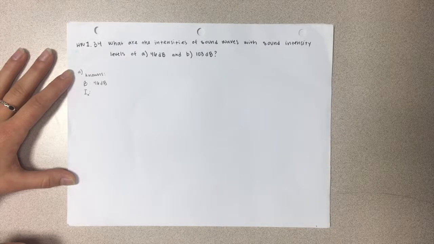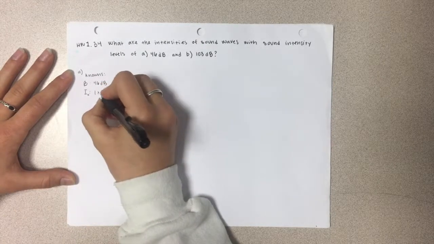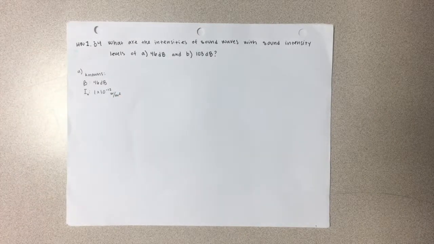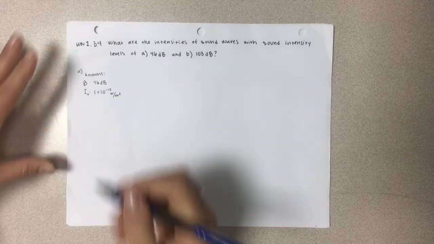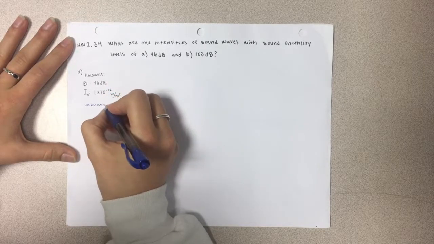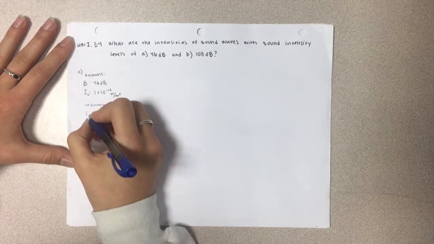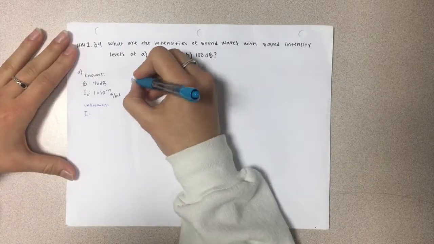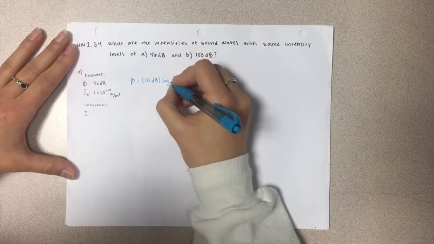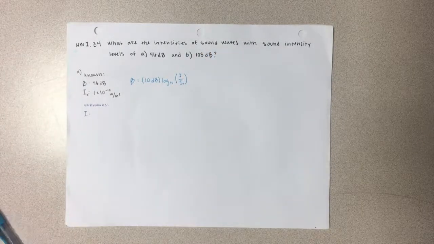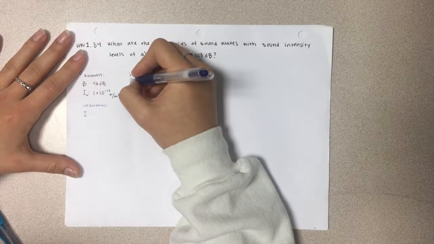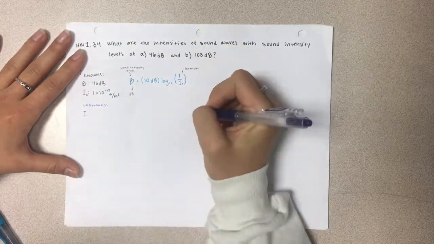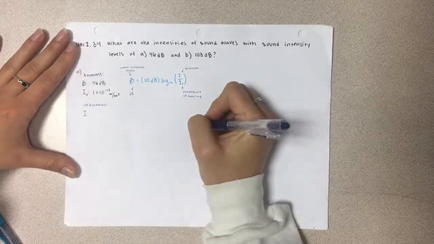and the threshold of hearing, which is 1 times 10 to the negative 12 watts per meter squared. Our unknowns are sound intensity. To do this problem, we need the equation beta equals 10 decibels times log base 10 of sound intensity level over threshold of hearing.